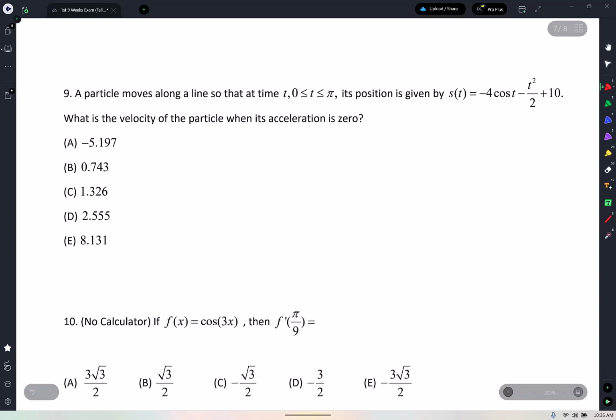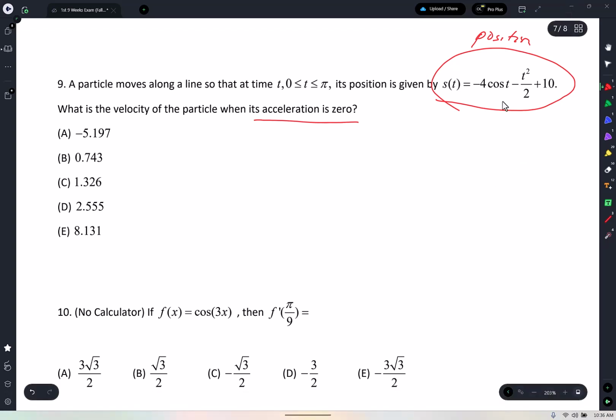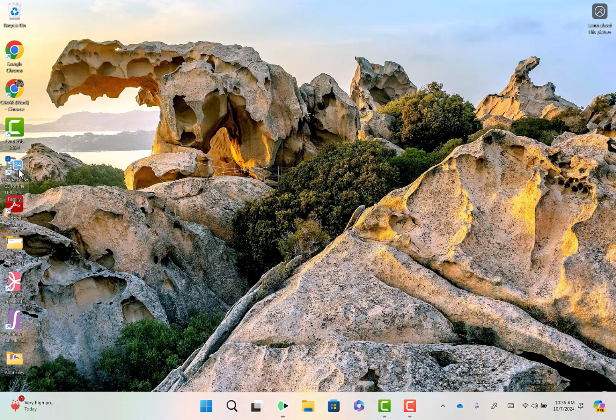All right, I think we're gonna need a calculator for this one because I see a whole bunch of decimals. All right, let's see what it says. A particle moves along a line so that at time t between 0 and pi, its position is given by, so here's my position equation. What is the velocity of the particle when its acceleration is 0? Okay, I'm not going to do anything by hand. I'm going to show you how I'm going to do it with a calculator. You could probably find your t value by hand. It doesn't look like it would be too extreme. But here's my calculator.